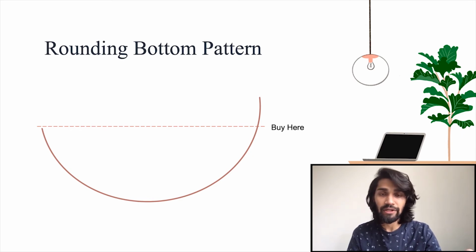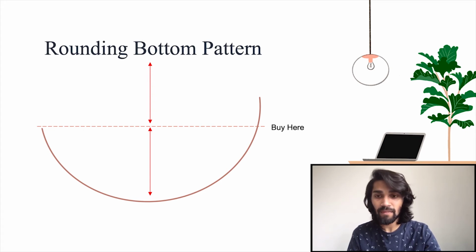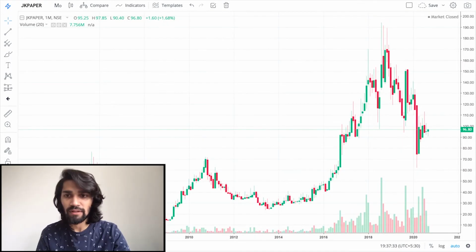Your stop loss again should be anywhere between 4 to 5% of your capital, and your target would be as many points as between the neckline and the bottom of the rounding bottom pattern. We will look into an example.